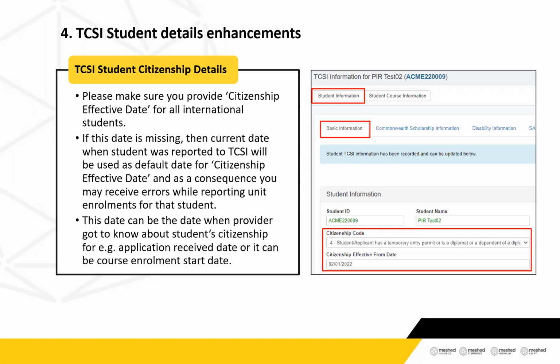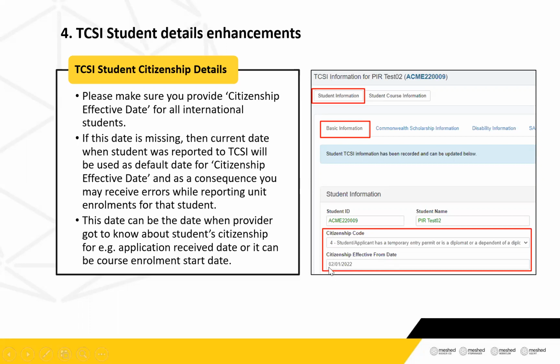Okay. Normally, for a domestic student, it is also okay to provide their birth date as citizenship effective from date. That's why for domestic students, if you keep this date as blank, my system will use their birth date as their citizenship effective from date. But for international students, it is really important that you provide this effective from date here. And it can be, as I said, any date from when you receive the application or the date when that student is starting that particular course activity.